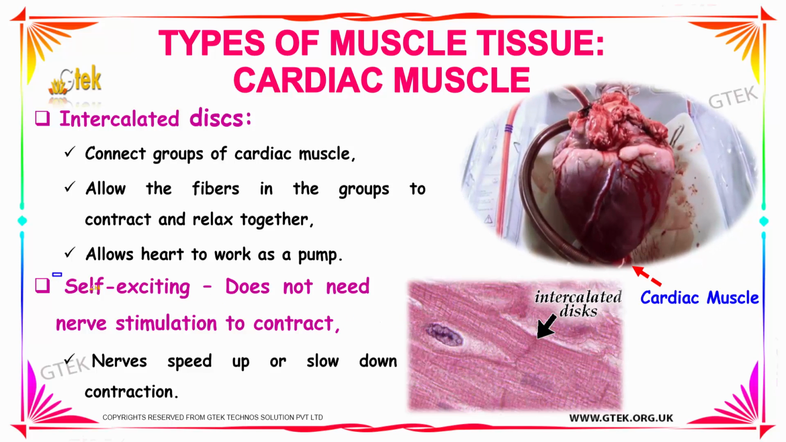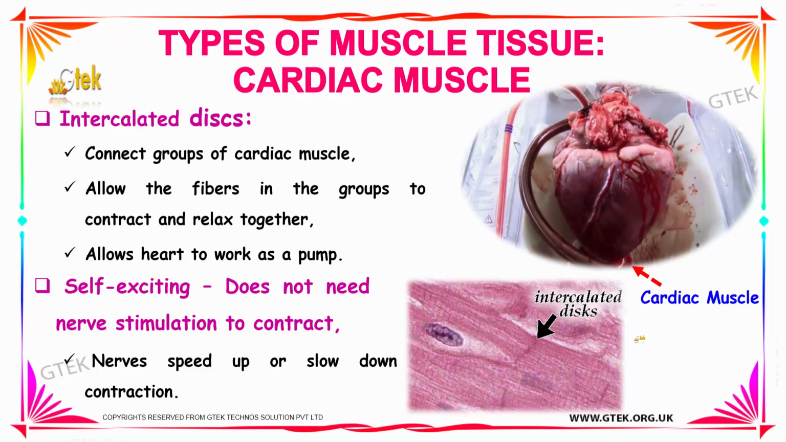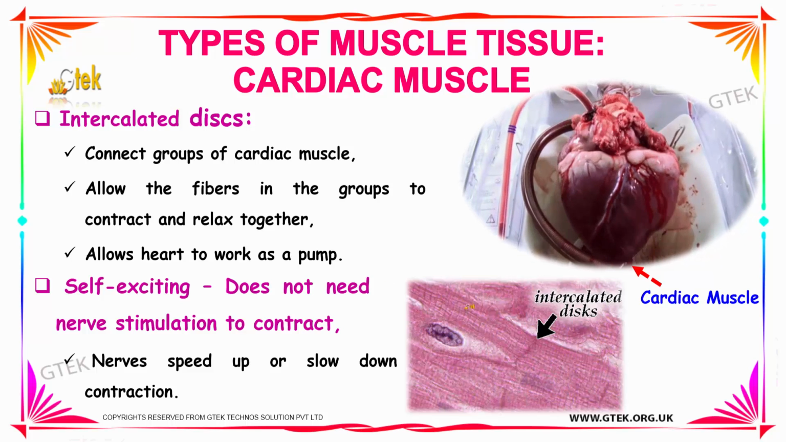Your cardiac muscle is self-exciting. It does not need a nerve stimulation to contract. So your cardiac muscle will speed up or slow down the contraction based on the signals of the nerves. Thus, your cardiac muscle functions involuntarily on its own because it is self-exciting.